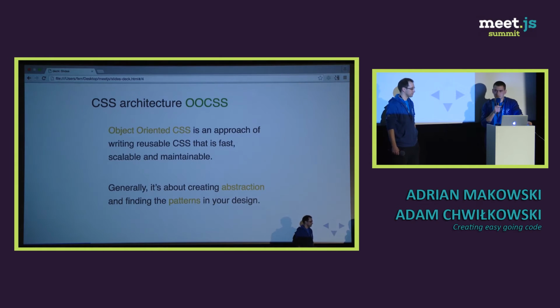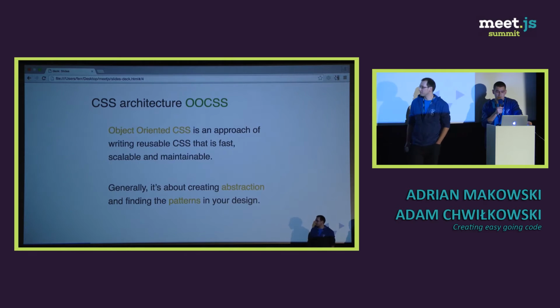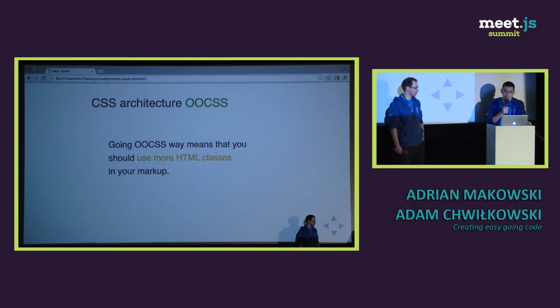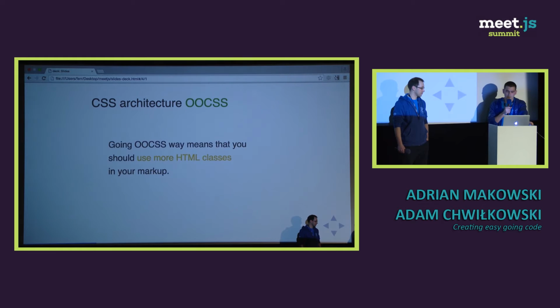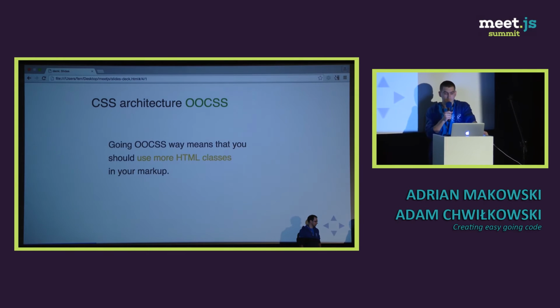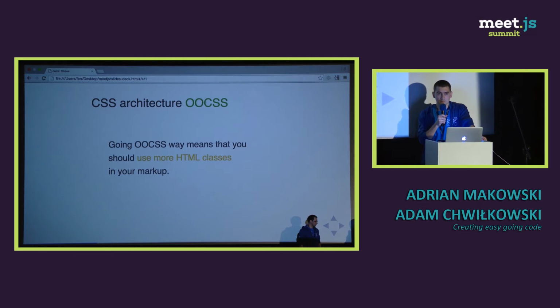OOCSS stands for Object-Oriented CSS. It came from Nicole Sullivan, and it's an approach of writing reusable CSS that is fast, scalable, and maintainable. Going with this approach means that we should use more HTML classes in our markup. That's the fact, and I totally recommend doing that. But why? Because HTML classes have no effect on semantics. That's a myth. Moreover, they are not unclean, and generally they are not bad. So why not use them?